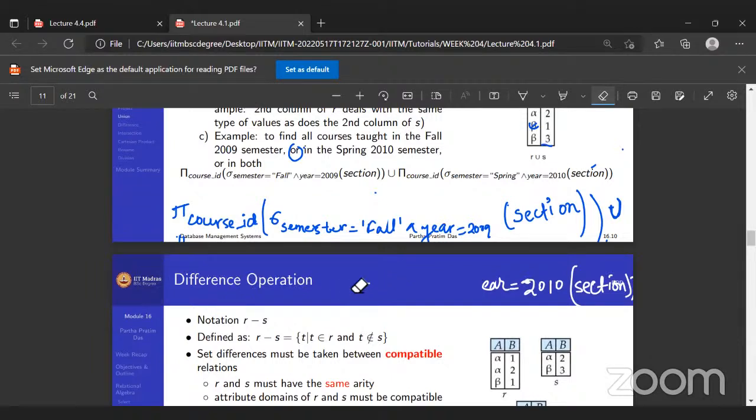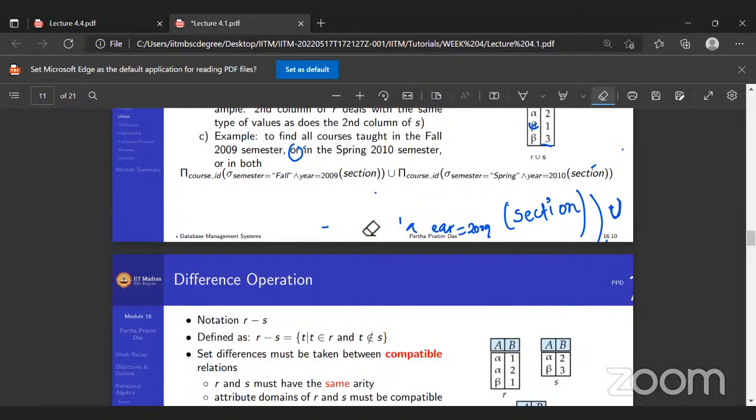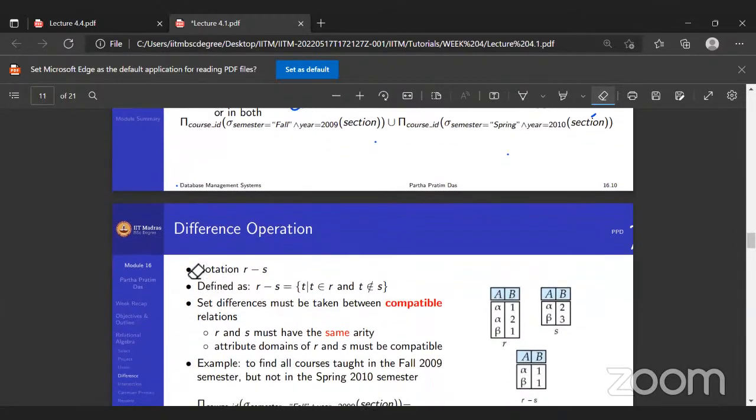Next is the difference operation. That is similar to the subtract operation in set operations. Suppose there are two relations R and S. R minus S means a tuple belongs to R and does not belong to S, that is, it belongs only to R.